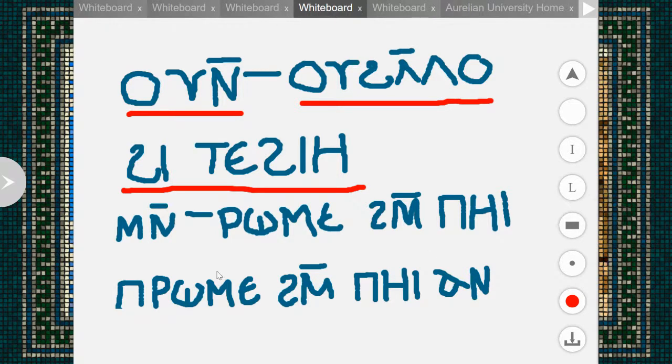For the negative, we'll use mn, and we'll still use this hyphen, mn-rome. So this would be essentially, there's not a man in the house, hm-pi. And although we use the indefinite article for the positive form, when we're saying there is something, in the negative, we take off the indefinite article. So it's not mn ourome, it's mn rome, hm-pi. So there's not a man or a person in the house.